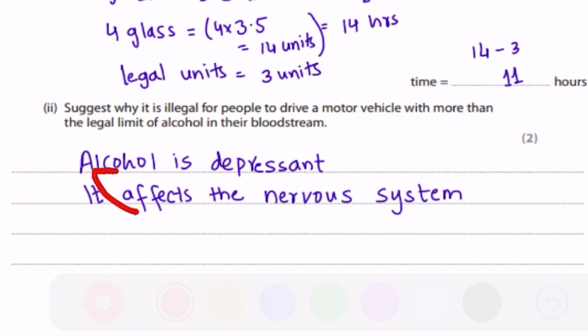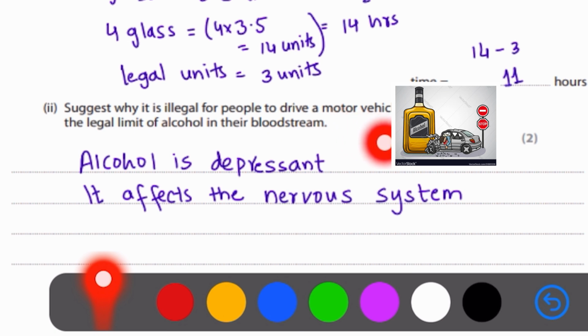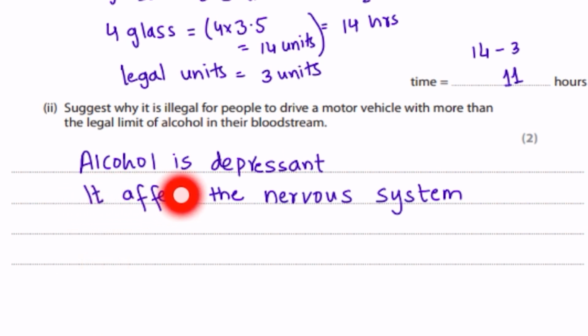Suggest why it is illegal for people to drive a motor vehicle with more than the legal limit of alcohol in their bloodstream. Because alcohol is a depressant and it affects the nervous system.